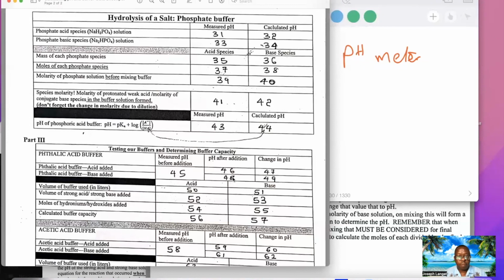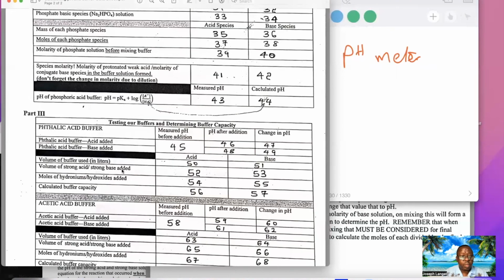Testing the pH buffer. 48 minus 45 gives you 49. What is the pH change? Now here, this is the volume, all right? Volume of buffer used in liters. You're just going to read the instruction on how to fill each one of them for volume. Instruction states how many mL of each one of them.